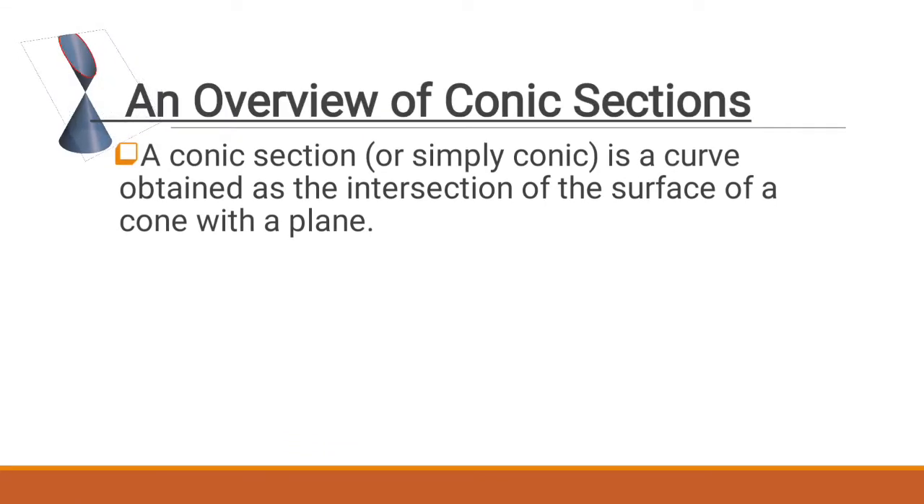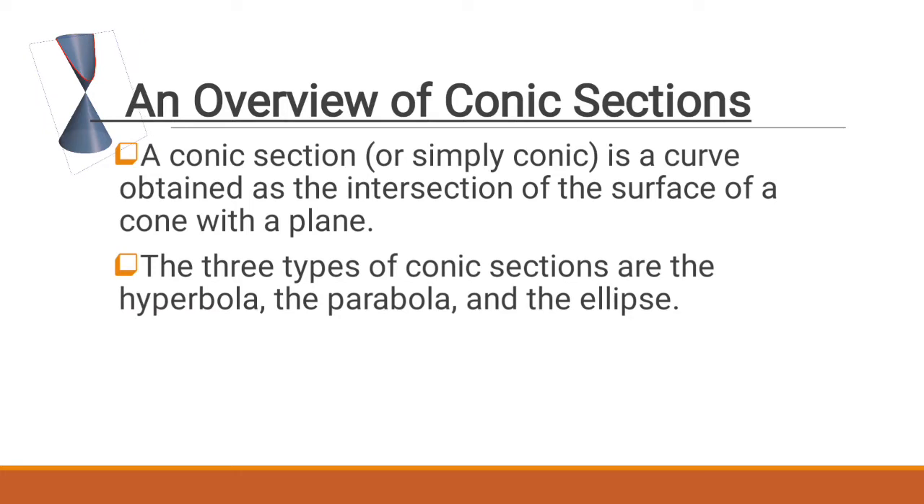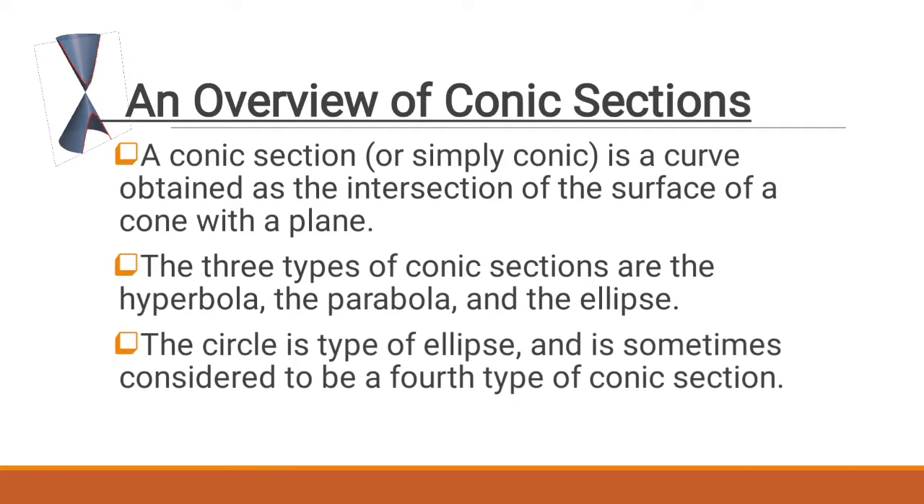An overview of conic sections. A conic section, or simply conic, is a curve obtained as the intersection of the surface of a cone with a plane. The three types of conic sections are the hyperbola, parabola, and ellipse. And our topic for today, circle, is a type of ellipse and sometimes considered to be the fourth type of conic section.